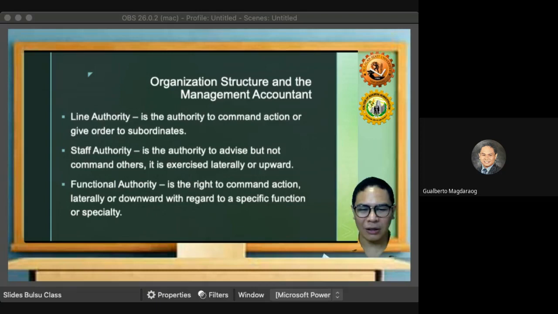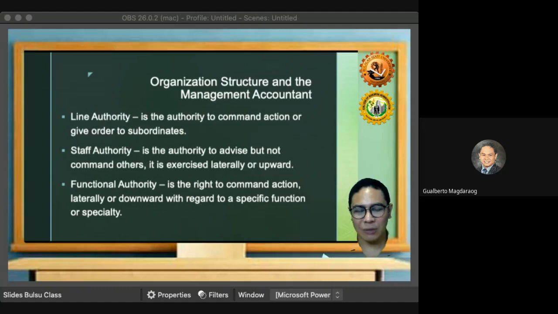Otherwise, pag hindi mo naintindihan yung structure ng organization where you belong, you will be confused who should be followed, who has the authority or something like that. Kaya napaka-importante ng organizational structure at importante din na naiintindihan mo yung mga authorities o yung mga functions na nasa loob nun para hindi magkaroon ng chaos, ng confusion, tsaka mga unnecessary actions na hindi makakakontribute sa achievement ng goals natin as an organization.